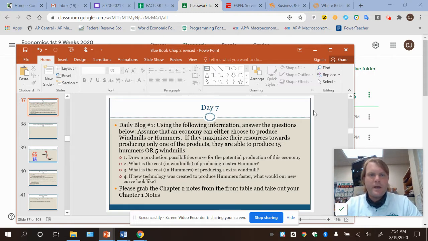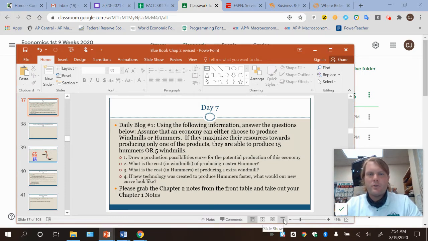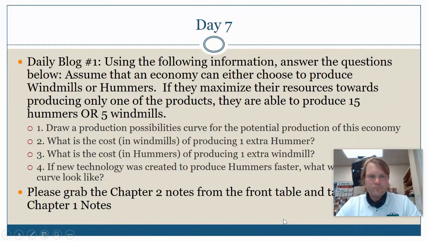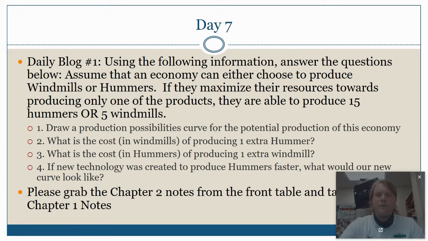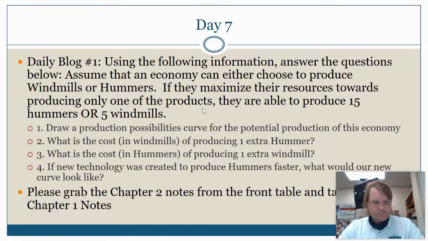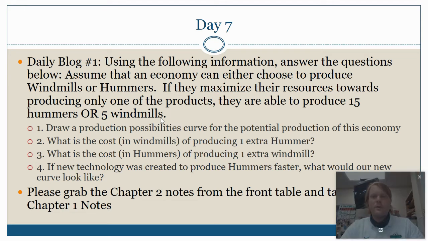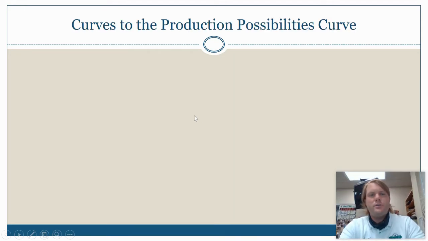Go ahead and take a look at the screen and take a shot at it. Pause the video and take a shot at it. Okay, so as we practiced the other day here, we got to figure out first what our maximum things that we can produce are. Okay, so I've got 15 Hummers or 5 windmills. Okay, so it's asking us to obviously draw this on what we call a production possibilities curve.